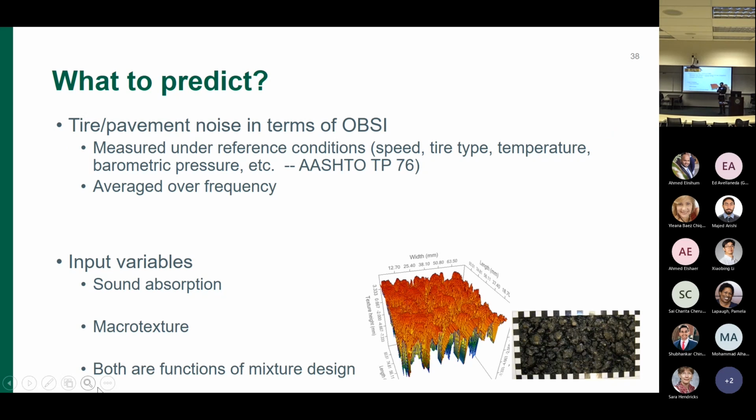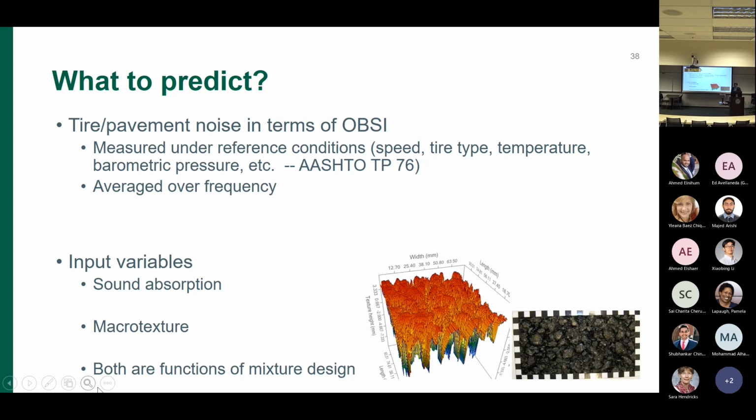But the noise performance, or the sound absorption performance, of the asphalt mix is a very complex phenomenon. So we will not be able to develop an ideal theoretical model. What we do is take an approach in between a mechanistic model and an empirical model, which we call the mechanistic-empirical model, like what we do for pavement design. In current pavement design, we use a mechanistic-empirical model for predicting the pavement performance.